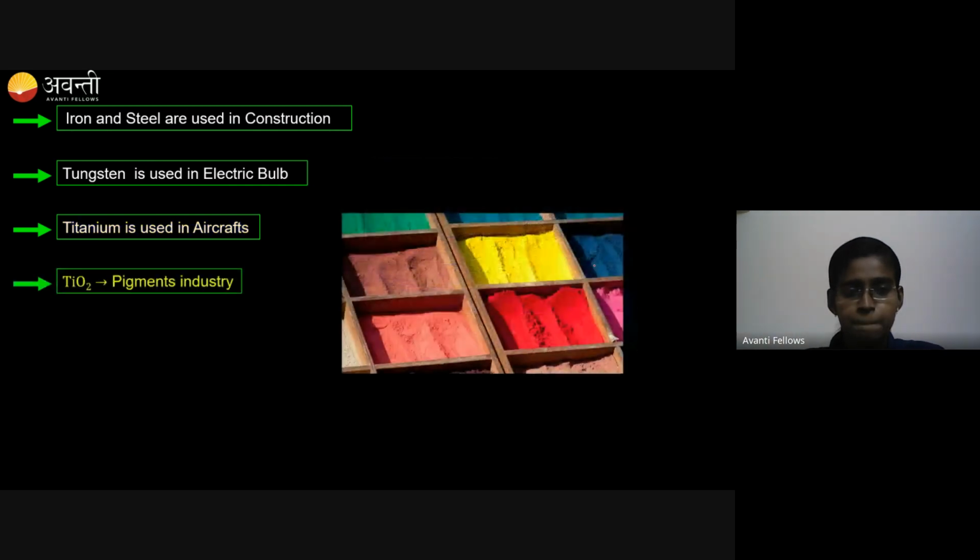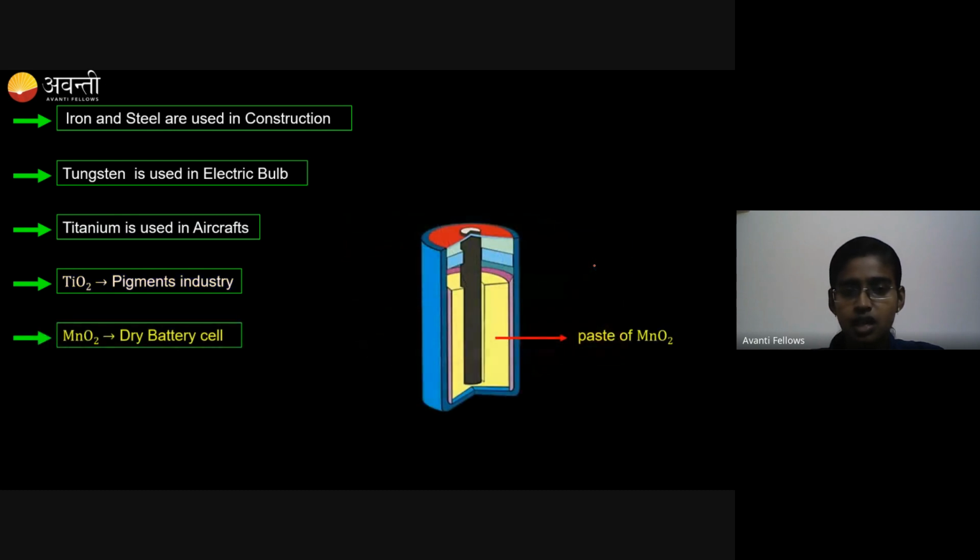And titanium dioxide is used in the pigment industry for making pigments, since it is able to produce color. And manganese dioxide is used in the dry battery cell. You might have studied this in your electrochemistry lesson. Here we use a paste of manganese dioxide. So the d block element manganese is being used.